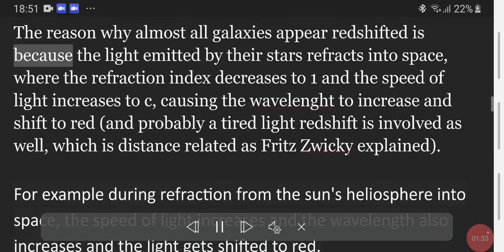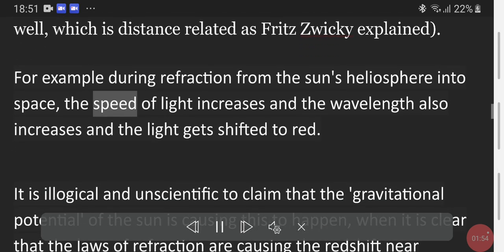The reason why almost all galaxies appear redshifted is because the light emitted by their stars refracts into space, where the refraction index decreases to 1 and the speed of light increases to c, causing the wavelength to increase and shift to red. Probably a tired light redshift is involved as well, which is distance related, as Fritz Zwicky explained. For example, during refraction from the sun's heliosphere into space, the speed of light increases and the wavelength also increases and the light gets shifted to red.